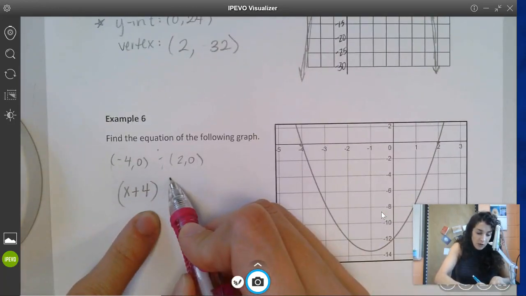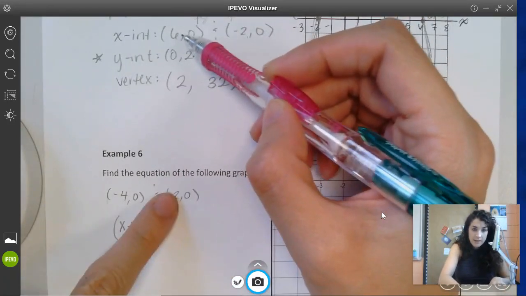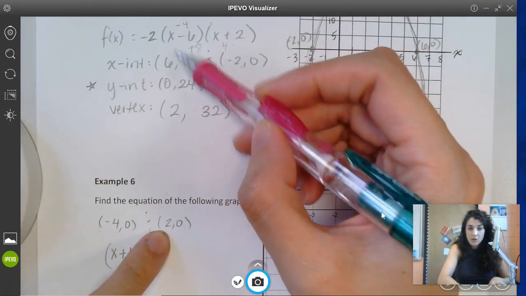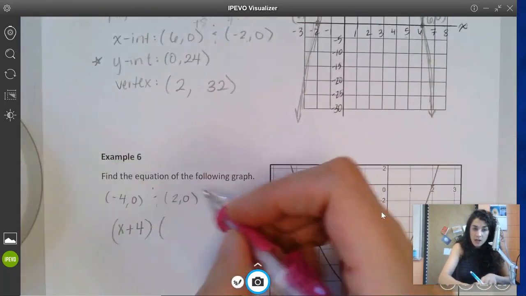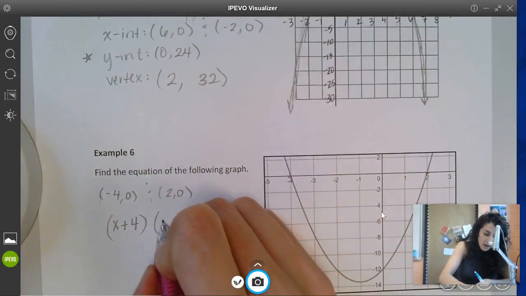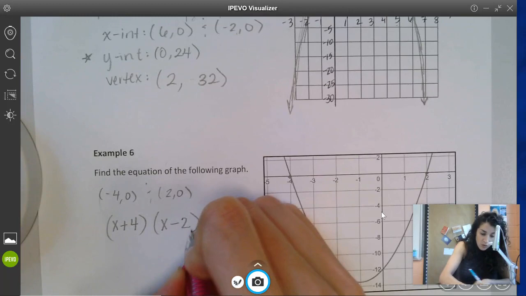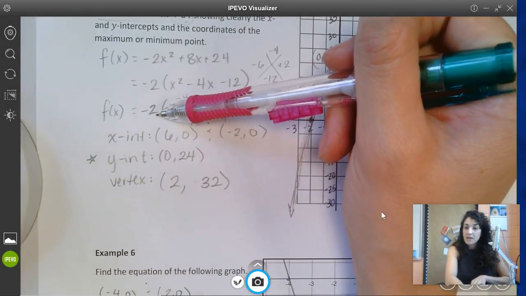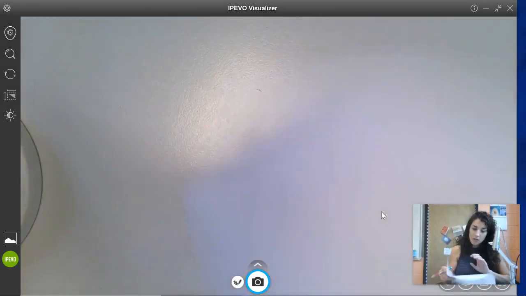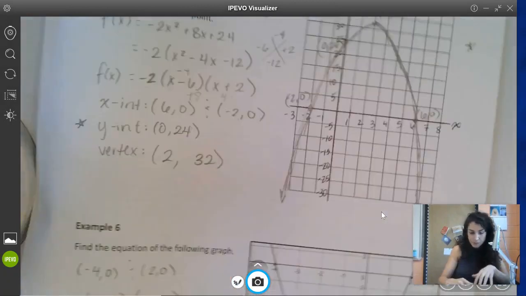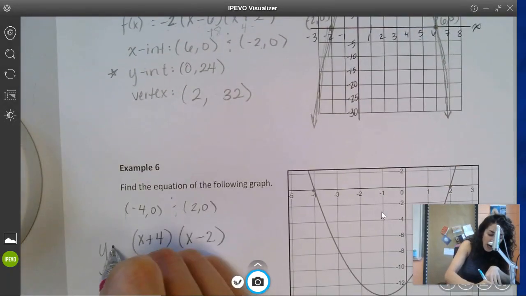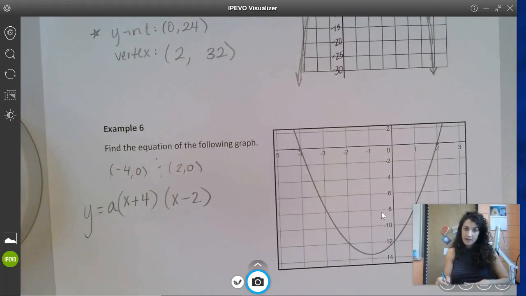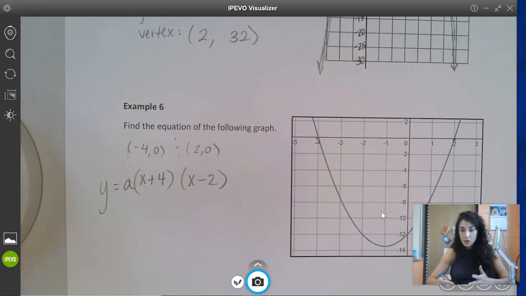And then this x-intercept right here means that our other one, like (6, 0), you can compare here. (6, 0) came from x minus 6. You can say, oh, well, then that's going to be x minus 2, right? That flipped sign. The only thing that we're missing here is the a value, right? Up here was -2, so we don't know what that a value is. So I can say y equals a times that. Well, I've already just eliminated two unknowns, b and c, right?